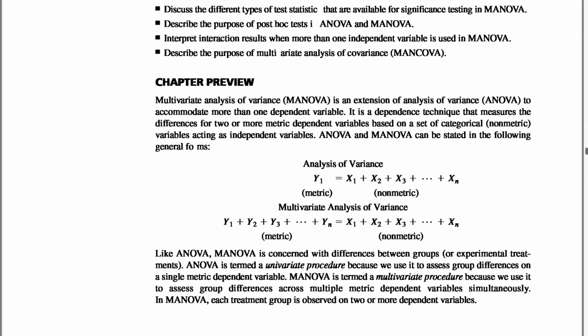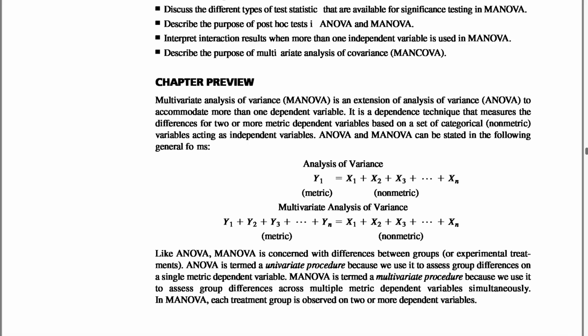We'll read the chapter review. Multivariate analysis of variance, MANOVA, is an extension of analysis of variance, ANOVA, to accommodate more than one dependent variable. It is a dependence technique that measures the difference for two or more metric dependent variables based on a set of categorical, non-metric variables acting as independent variables.